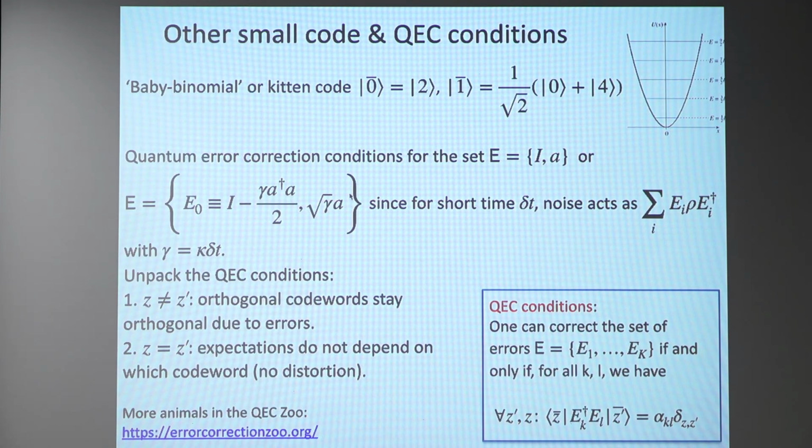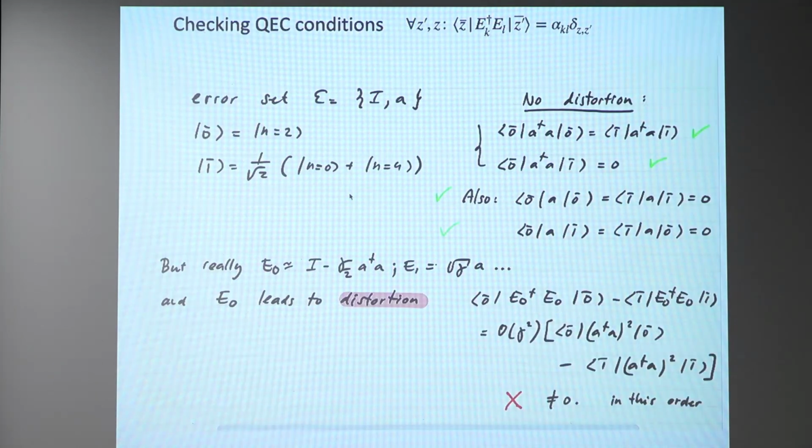All right, so now what we want to do is say, okay, take these errors, and I'm going to look at the quantum error correction conditions for this baby binomial code, right? So I'm going to check these combinations, and I check whether they all are obeyed. Now, I did this on a piece of paper, so I'm just showing you. Okay, so these are the 2 states.